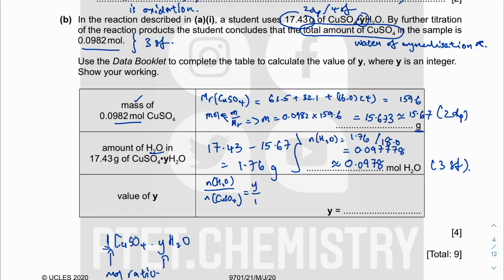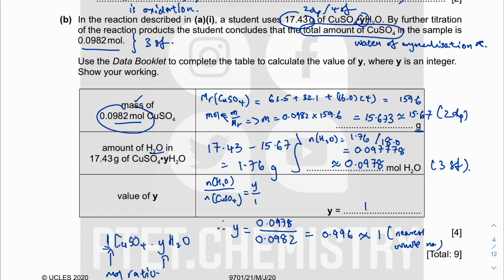Okay? So therefore, Y is equal to, well, you have the mole of H2O, which is 0.0978. You have the mole of the copper 2 sulfate given here, so 0.0982. So you get 0.996, so that's roughly 1, because these are water of crystallization, so they are always a whole number. So this is the nearest whole number. But before I actually round it up, I actually show the higher precision, okay? So I get Y equal to 1 there. All right?